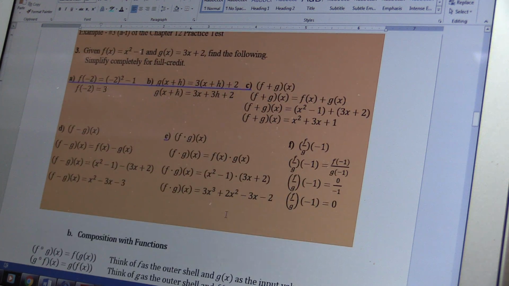The next topic we'll look at is composition of functions, where we'll actually put functions within functions.